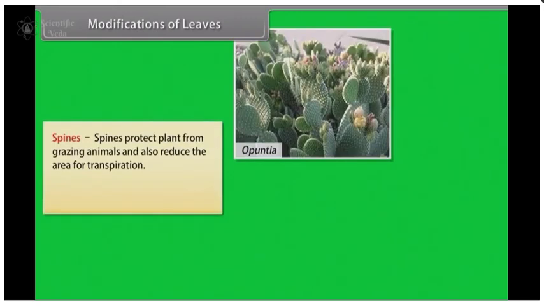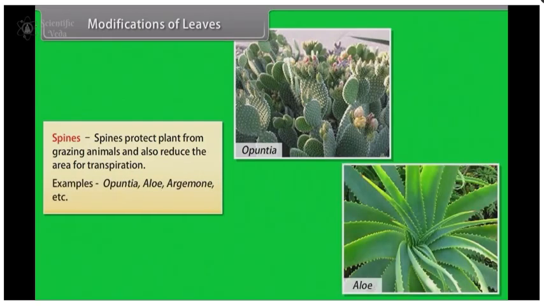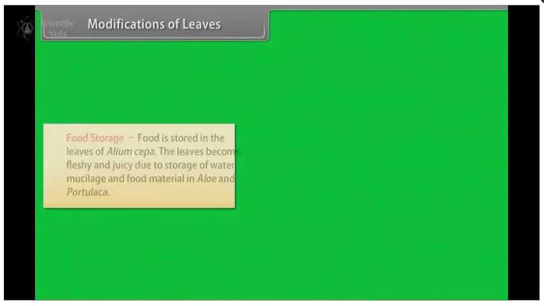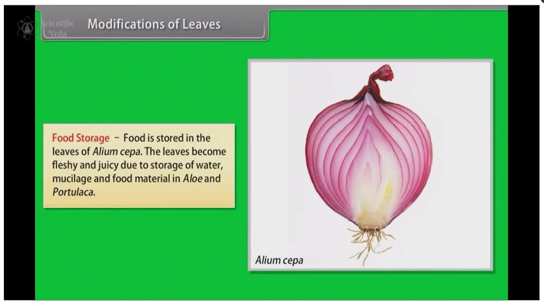Spines. Spines protect plant from grazing animals and also reduce the area of transpiration. Examples: Opuntia, aloe, Argemone, etc. Food storage. Food is stored in the leaves of Allium cepa. The leaves become fleshy and juicy due to storage of water, mucilage, and food material in aloe and Portulaca.